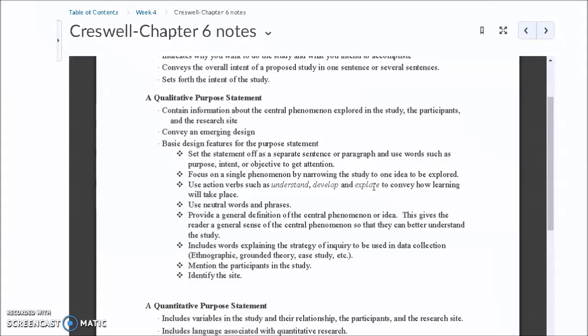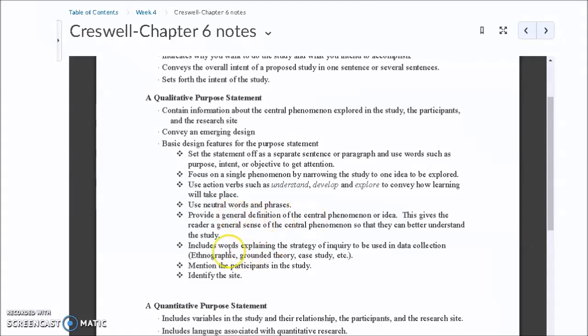So let's look at neutral words. You're going to be looking at neutral words and phrases. Like, for example, exploring self-expression experience of individuals rather than successful. So you are making very neutral words. You're not giving positive, negative, or any of those words. So keep it very neutral.